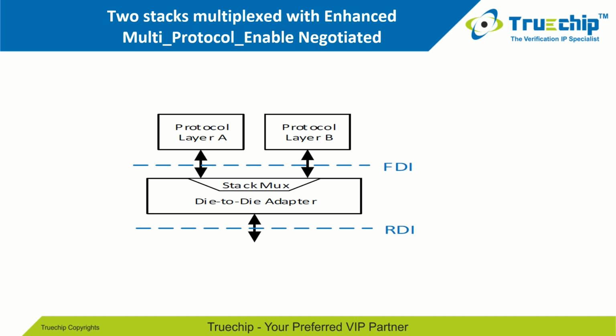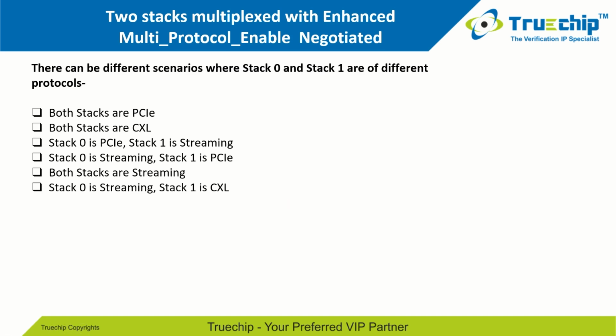Now we can see the 2 stacks multiplexed with enhanced multi-protocol enable negotiated, or here we can say that if 2 stacks are supported, both could be of different protocols. So let's have a look at some different protocols that can be supported by both the stacks. Here are some examples, or some scenarios, where stack 0 and stack 1 are of different protocols.